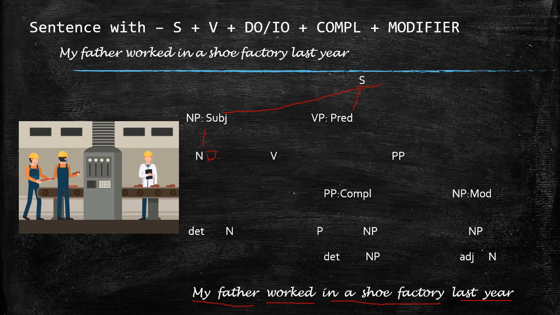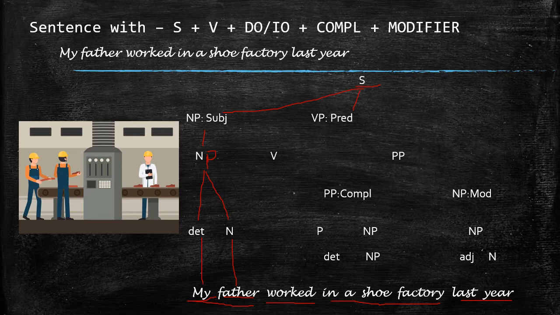NP like this. Okay, and because in NP we have "my" as determiner and "father" as a noun, you can put the line into two branches, and then for determiner we make a line to "my", and for noun we make a line to "father". Okay, let's see here the verb phrase.